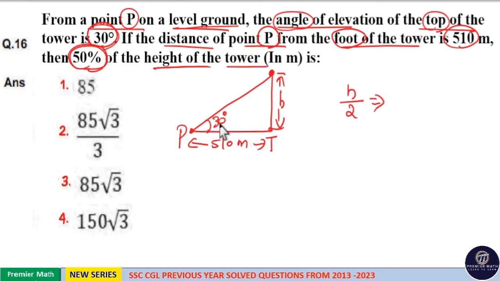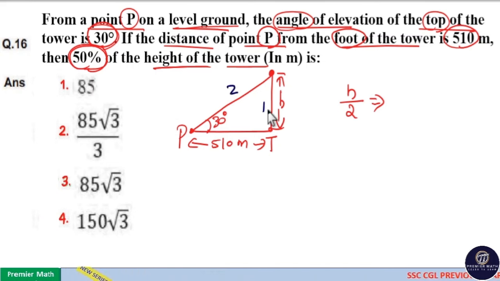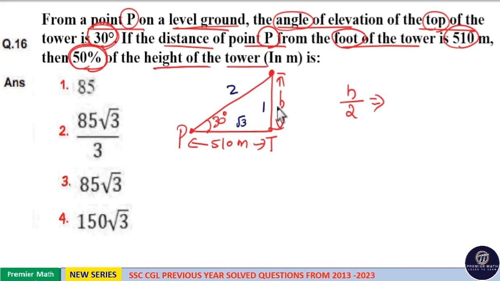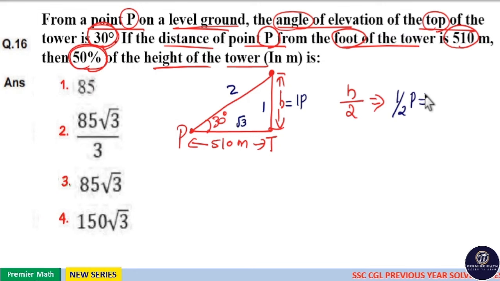Here, this angle is 30 degree, which means if I take sin 30 is 1 by 2, which means opposite side by hypotenuse is in the ratio 1 is to 2. If I take cos 30 is root 3 by 2, that is, adjacent side by hypotenuse is in the ratio root 3 is to 2. Now, we need to find out h by 2. Here, h is equal to 1 part. So, h by 2 is equal to 1 by 2 part.